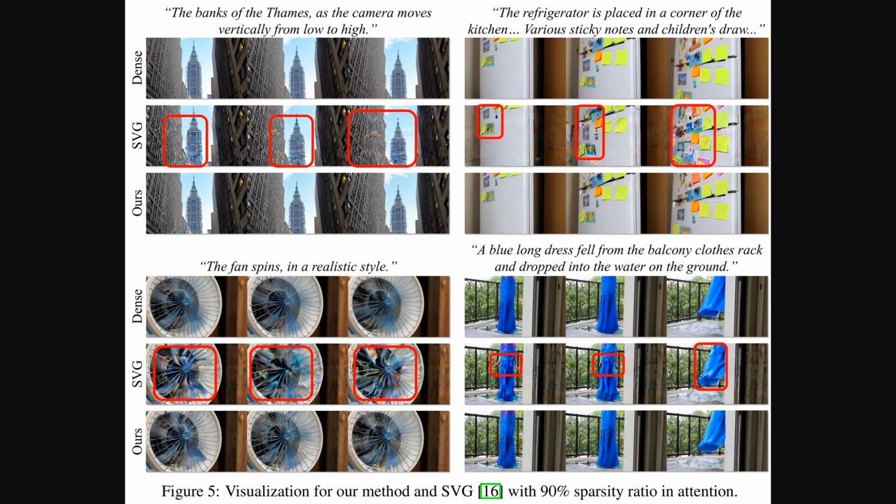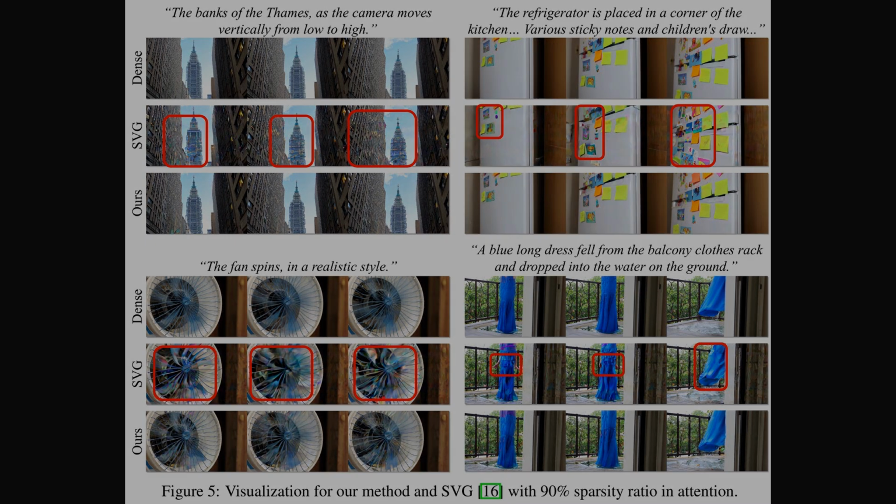Alright, so we've seen it's much faster, but the big question is always about quality. Does skipping 90% of those calculations hurt the final video? This figure gives us a clear visual answer. For each prompt, we see 3 rows of generated frames. The dense row is the original slow model. The SVG row is a competing speedup method, and ours is the new DraftAttention. Looking at the red boxes, you can see the SVG method creates a lot of distortion and visual artifacts. But our method looks almost identical to the high-quality dense version, proving we get that massive speedup without sacrificing the final look.